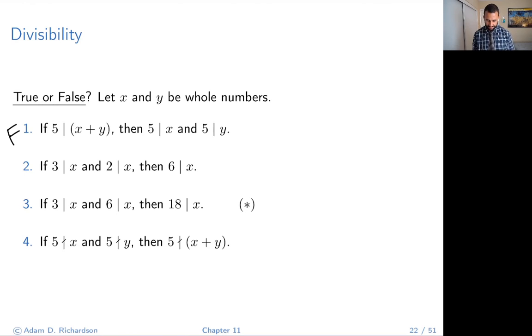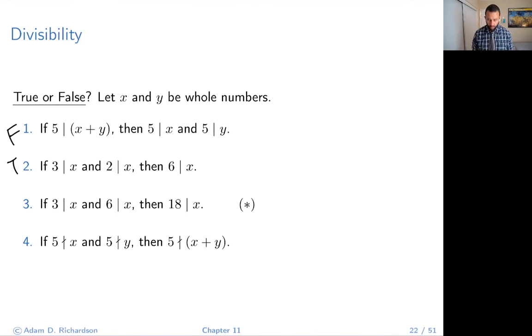Okay, let's look at the next one. The next one says, if 3 divides a number and 2 also divides that number, then 6 divides that number. That one is true, right? But why? If it's true, then we should be able to prove it. Well, let's prove it right now.